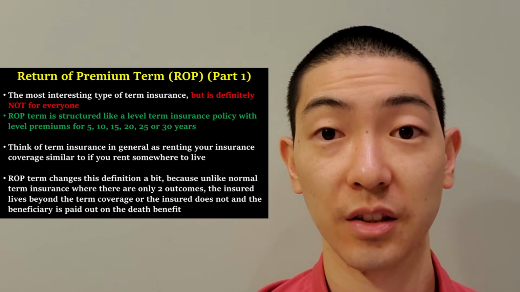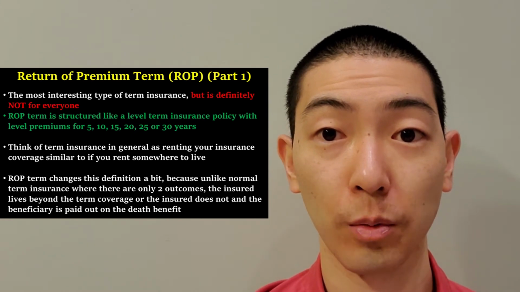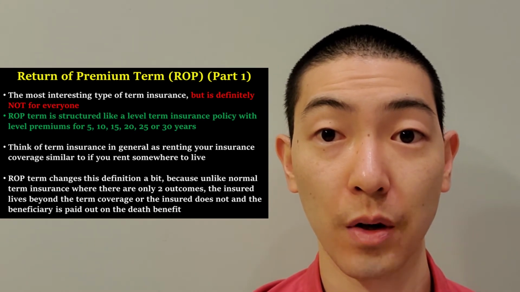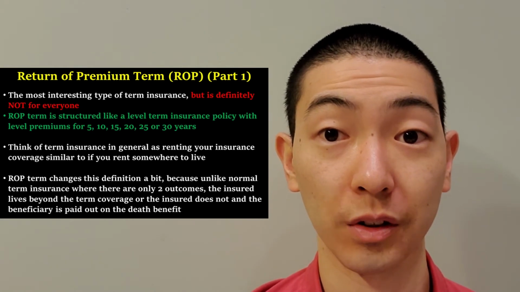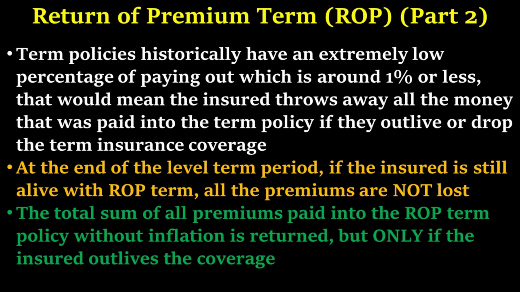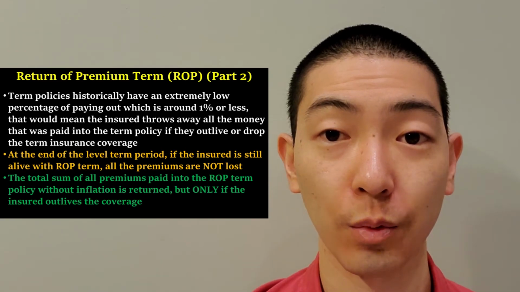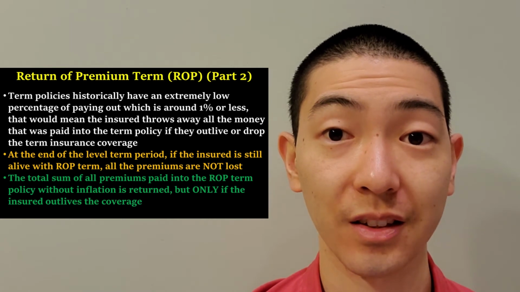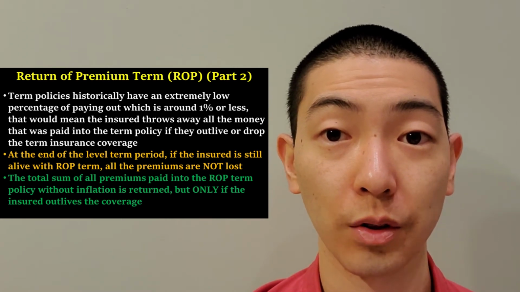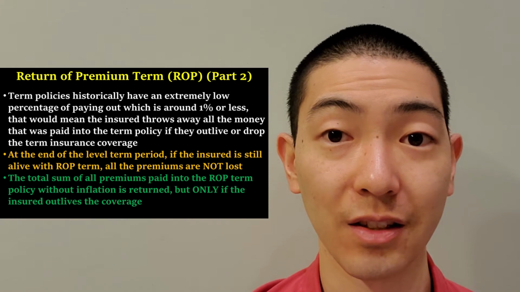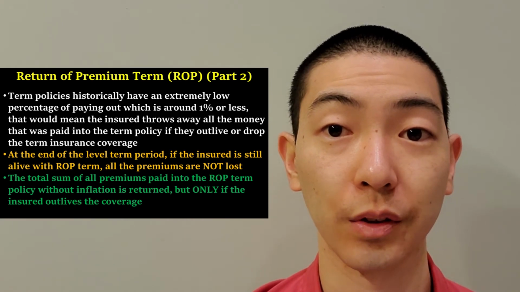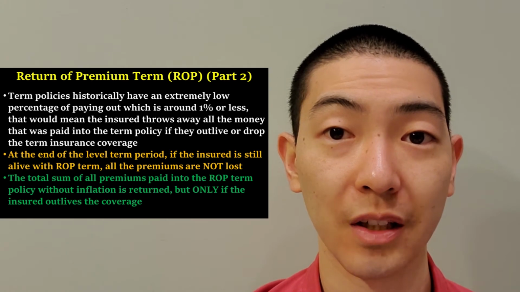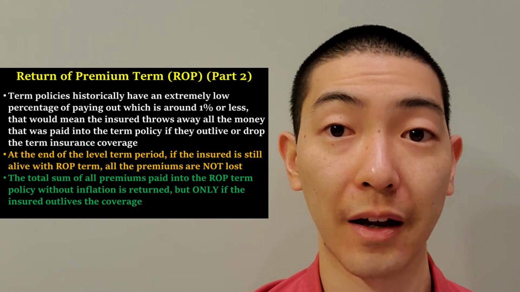ROP term changes this definition a bit because unlike normal term insurance where there are only two outcomes, the insured lives beyond the term coverage or the insured does not. And considering that term policies historically have an extremely low percentage of paying out, which is around 1% or less, that would mean the insured throws away all the money that was paid into the term policy if they outlive or drop the term insurance coverage. ROP term changes that and creates a bit of a third outcome.